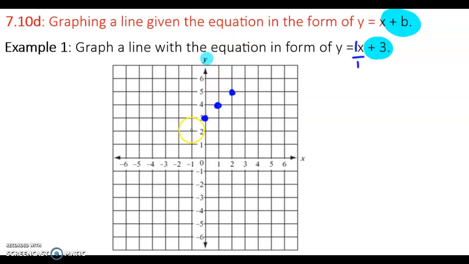And then I'm going to go ahead, and it's not going to be a very straight line. I'm going to connect the few dots that I have, and I have just created the line to the equation that's in the form of y equals x plus 3.